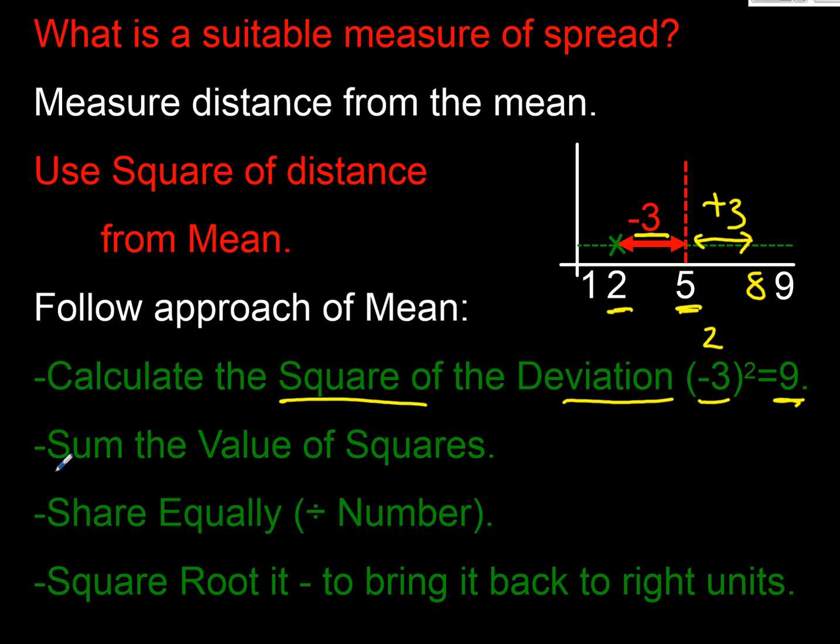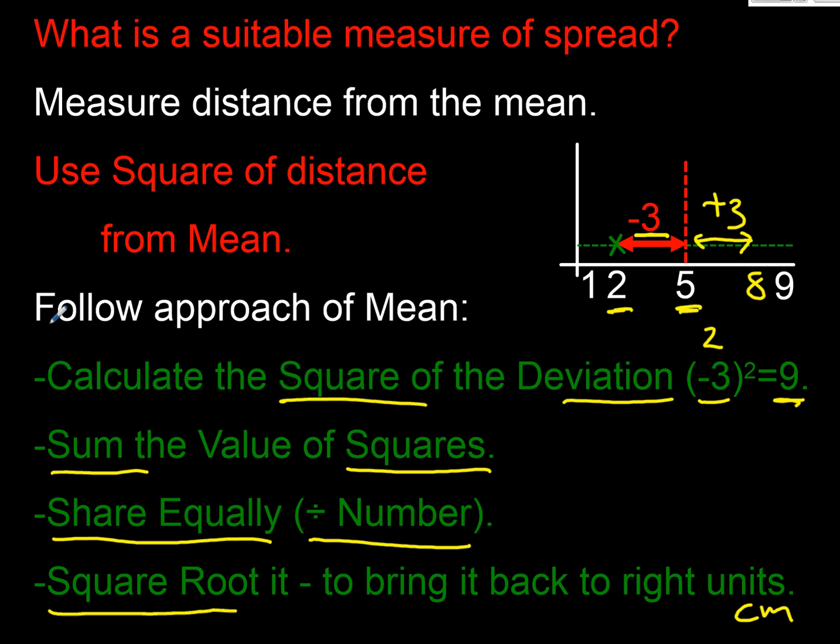Then we're going to sum up all these squares. So we've got 9 sticks, each one's going to have a square. Then we're going to share them out equally by dividing by the total number, as we do in a mean. And then our problem is that the value we've got now is in centimeters squared, so we need to square root it to get it back to the right units, in this case centimeters.